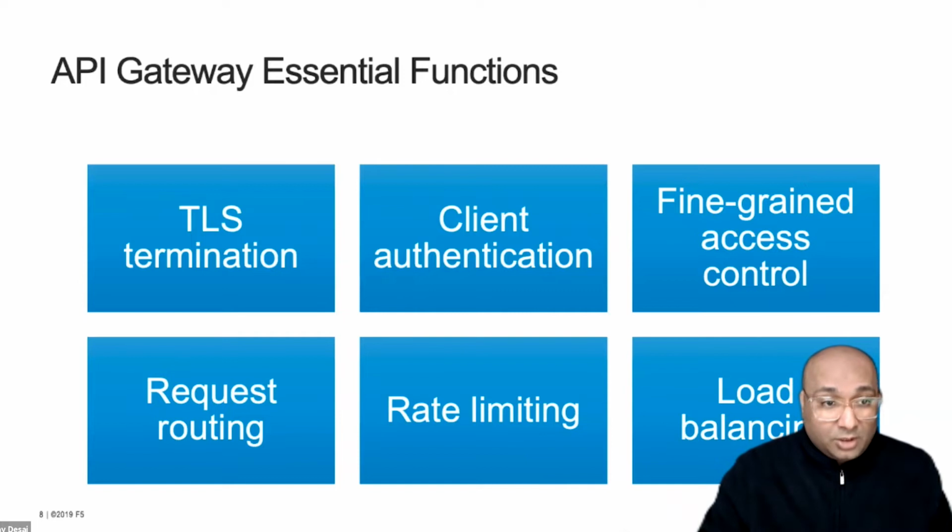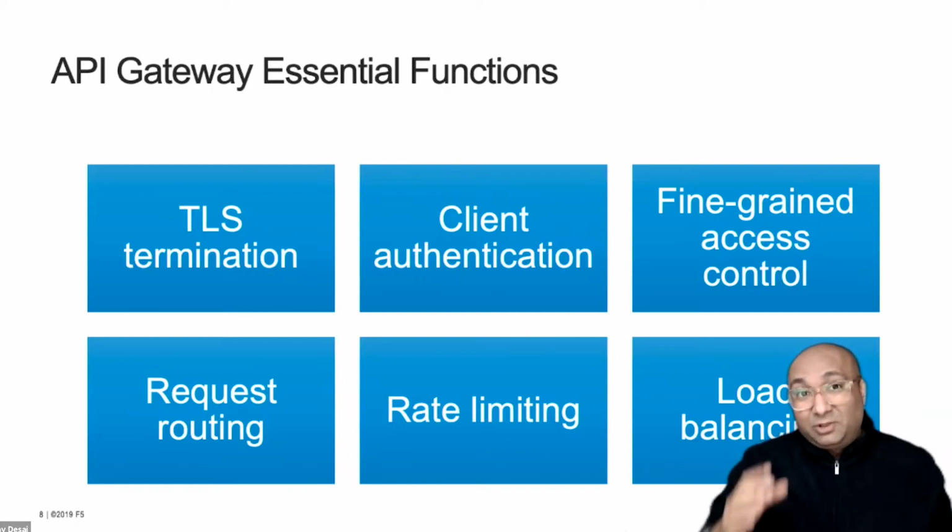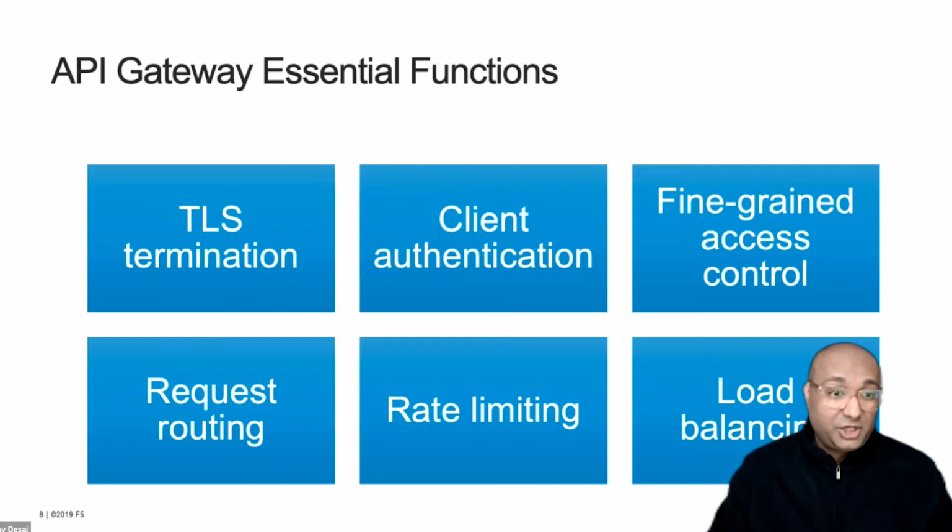Now, talking about the API gateway and the essential functionalities it brings to the table, from a very, very high level, we're going to focus on these 6 key functionalities, which are TLS termination, request routing, we'll look at client authentication, we'll look at fine-grained access control, and we will also look at load balancing. So let's cover these 6 functions from an NGINX perspective.